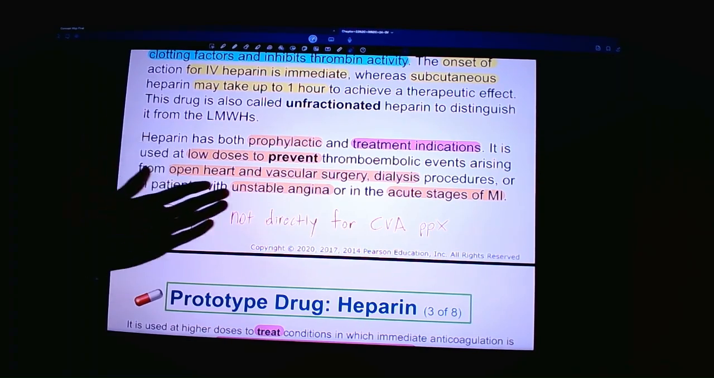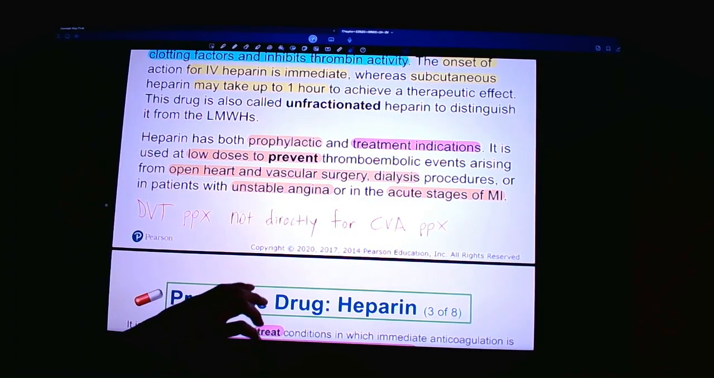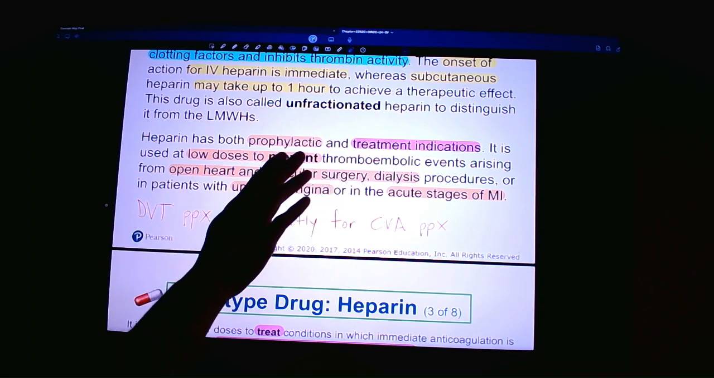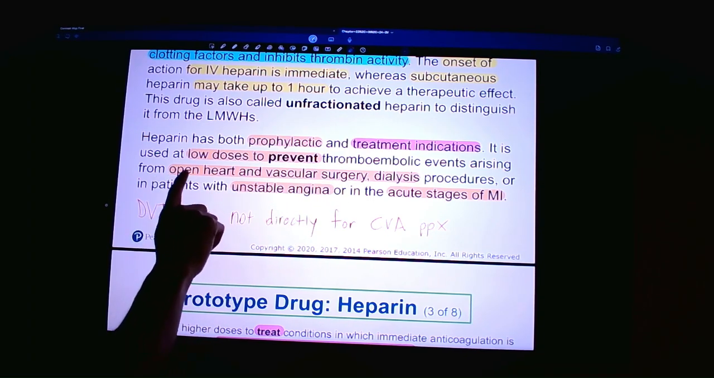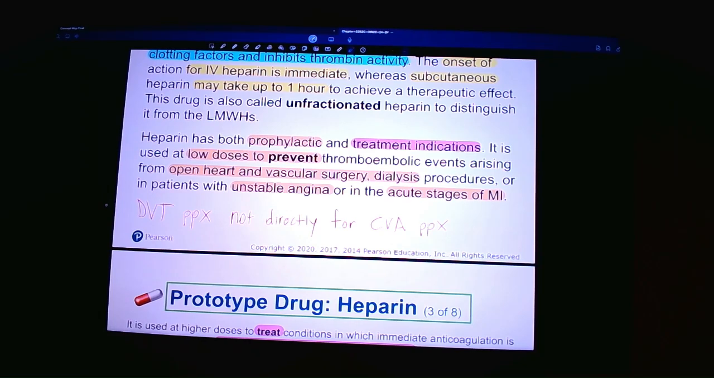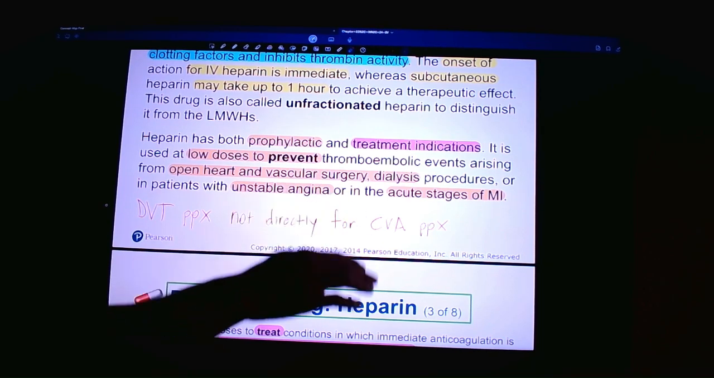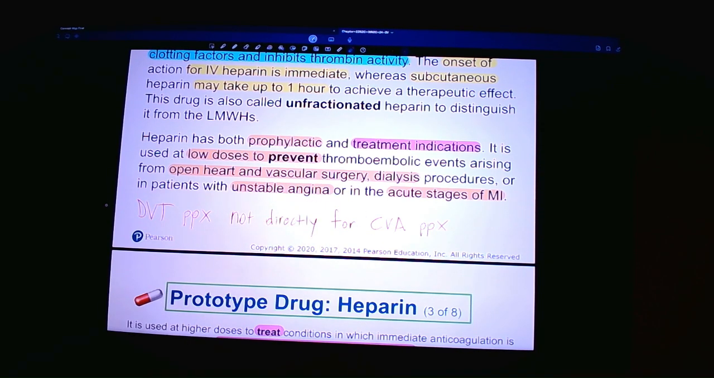There's going to be a lot of indications, right? Funny enough, it's a little shocking, but even open heart surgery or vascular surgery, they're used to prevent those events. Kind of interesting, because you'd think they're in surgery, so you wouldn't want them on a blood thinner, but I guess it is. Dialysis as well, and that was actually explained to me during clinical.